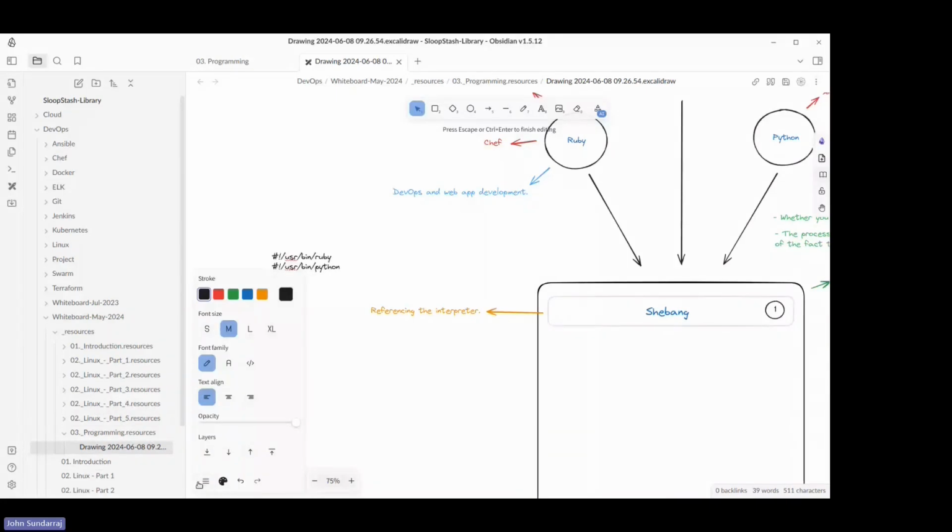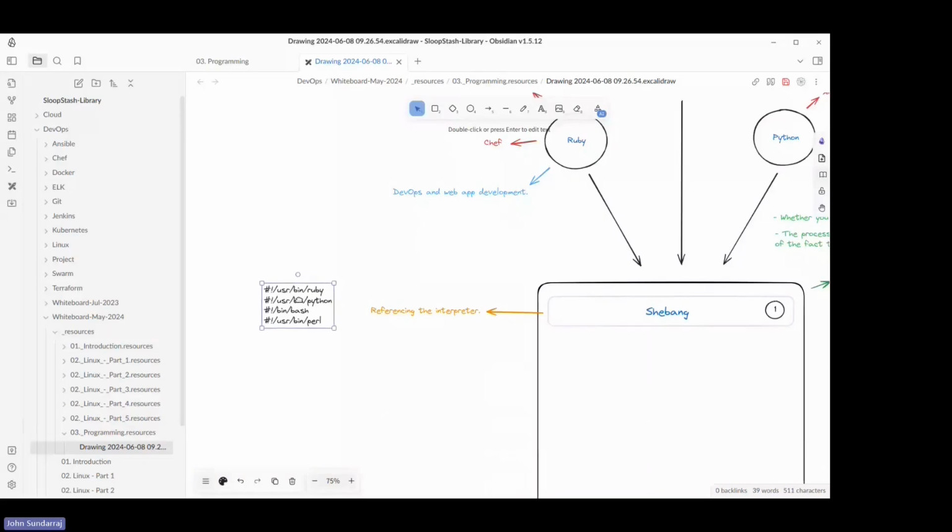If it is a shell script, it is going to look like hash bang /bin/bash. If you want to write it in a Perl script, it will be /usr/bin/perl. Whatever programming language you write, that interpreter has to be the first line, which is what we call the shebang. This is the first step in any script you want to write. You have to start with this.